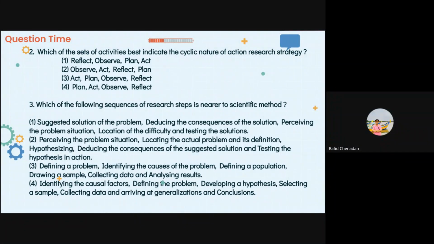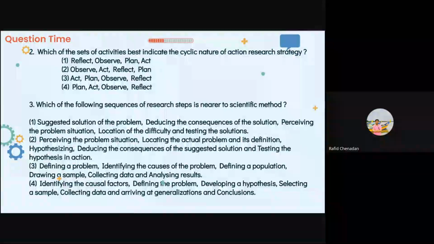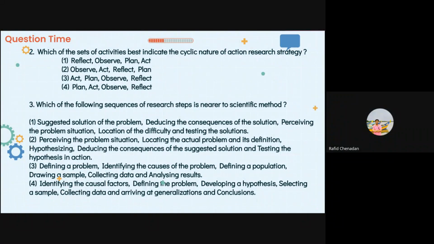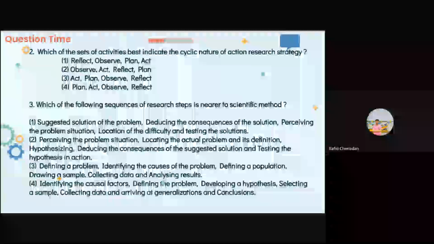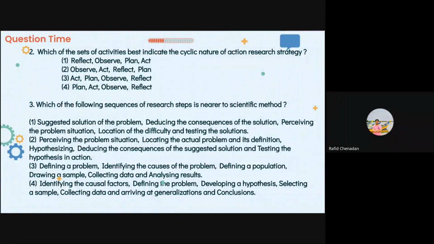And please try to relate this question with the previous question. In the previous question, we said you have to start with a plan. In this question also, you start by defining the problem. It's part of the plan. You should define what your problem is. And secondly, you have to identify the causes of the problem. Then you have to define the population.